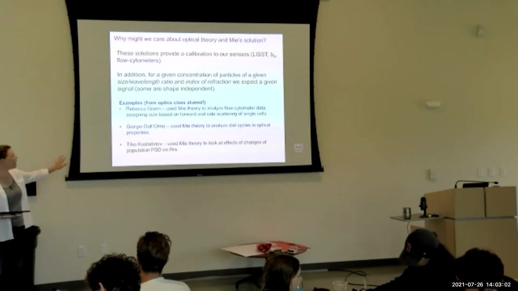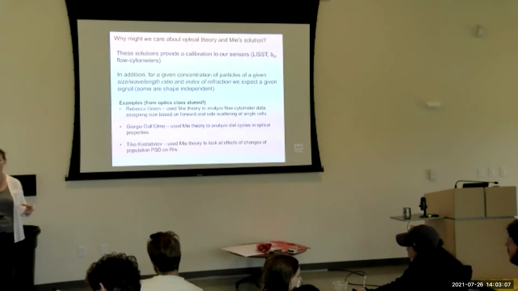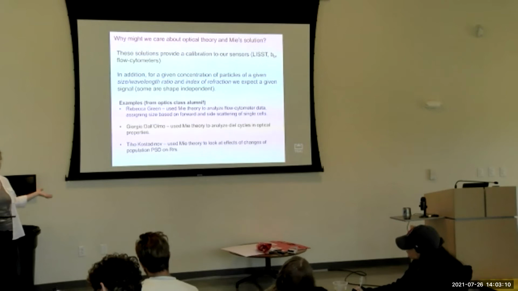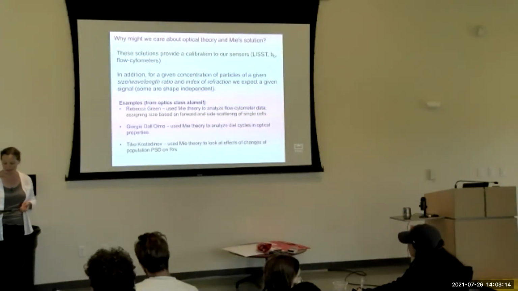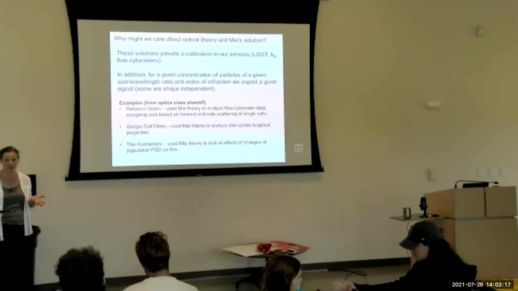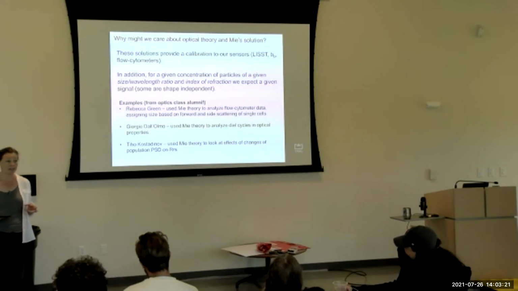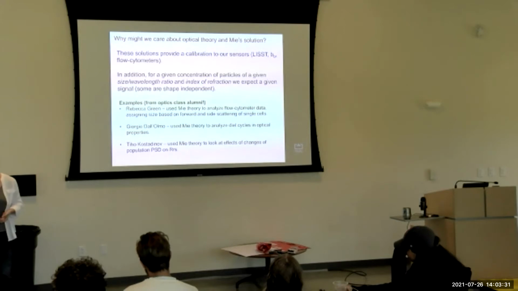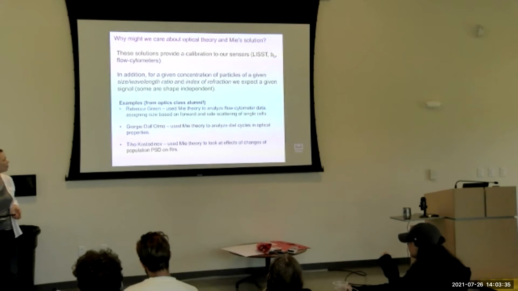So there are plenty of optics class alumni who actually use Mie theory, even though it is a simplification in terms of the type of particles we see in the ocean, to provide some really important results. For instance, analyzing flow cytometer data and providing a calibration for the forward and side scattering signals, looking at diel cycles in optical properties in the ocean, and then coming up with a remote sensing conversion to get at particle size distribution in the ocean. So these are all alumni from the last 20 years.